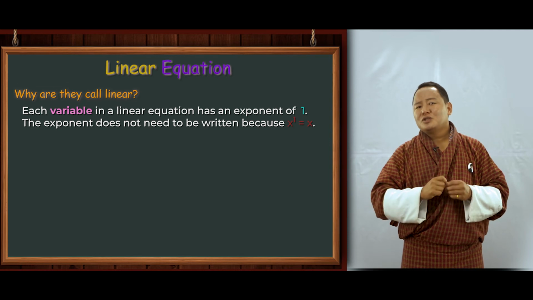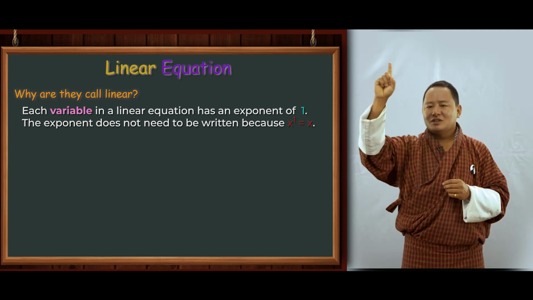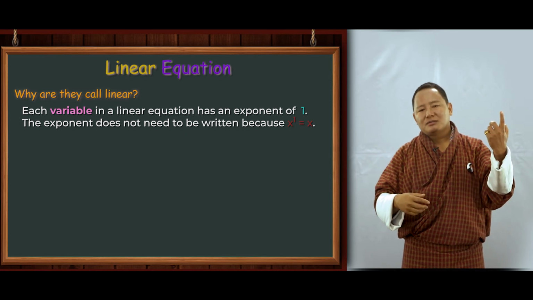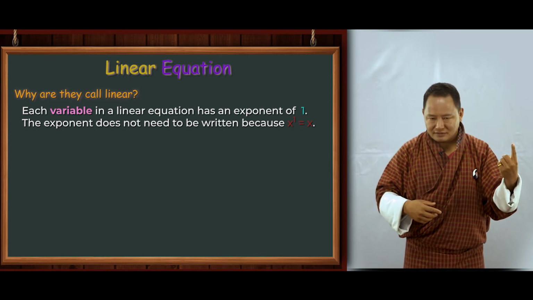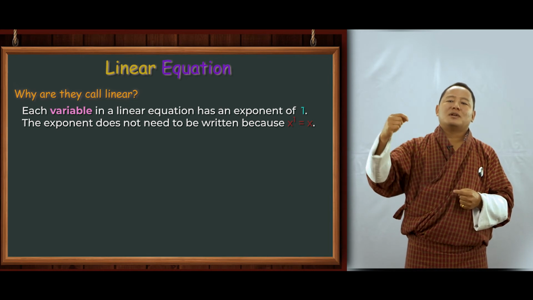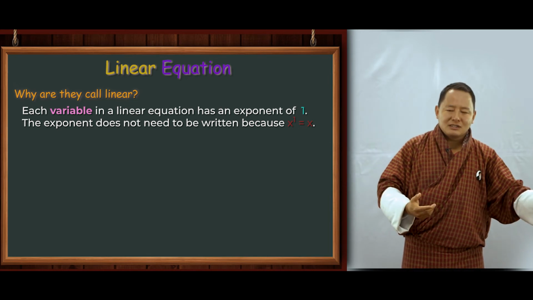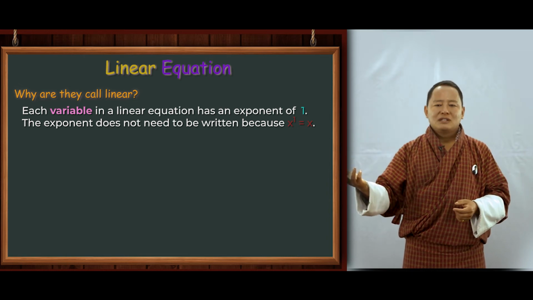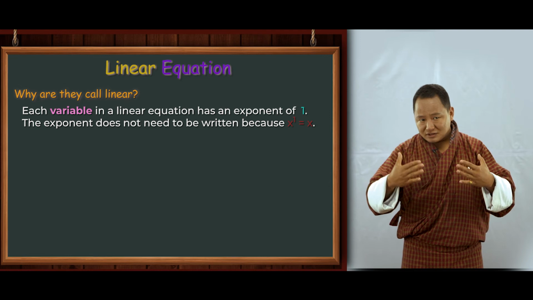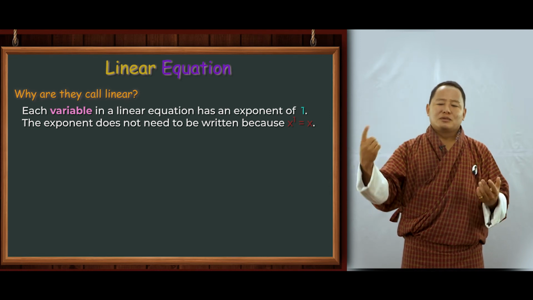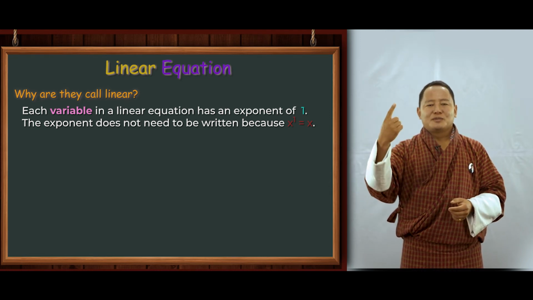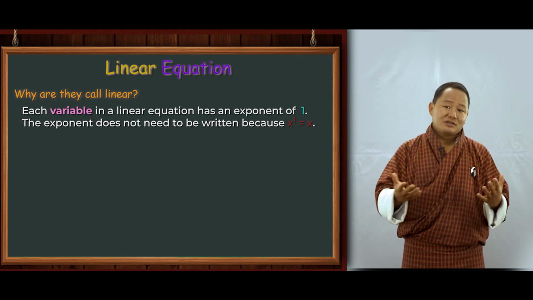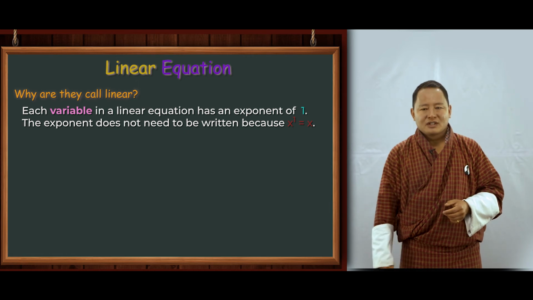So usually we don't write 1 to represent exponent 1. This is because any number raised to the power 1 is the number itself. For example, 5 raised to the power 1 is 5, 6 raised to the power 1 is also 6, 100 raised to the power 1 is also 100, and in terms of variables, a raised to the power 1 is also a, b raised to the power 1 is also b, or x raised to the power 1 is also x. So that's why we don't mention when the exponent is 1.